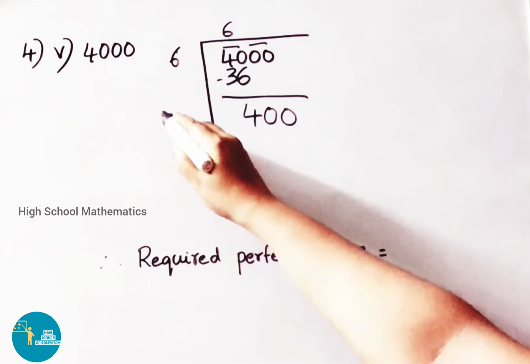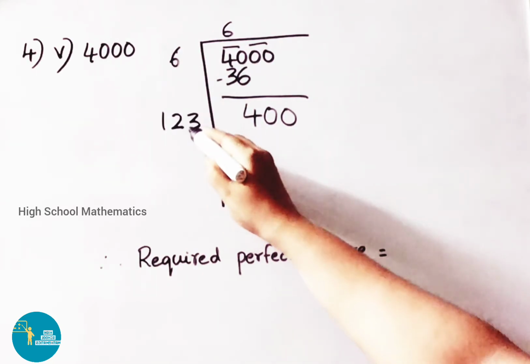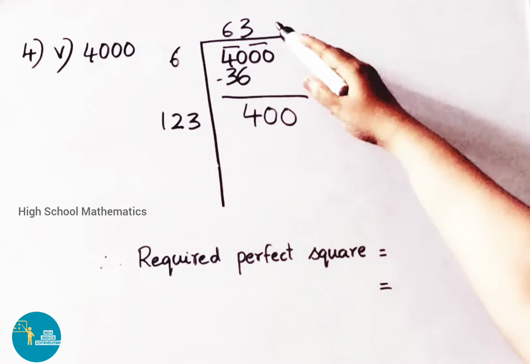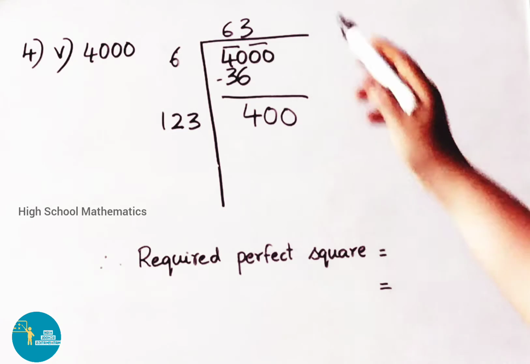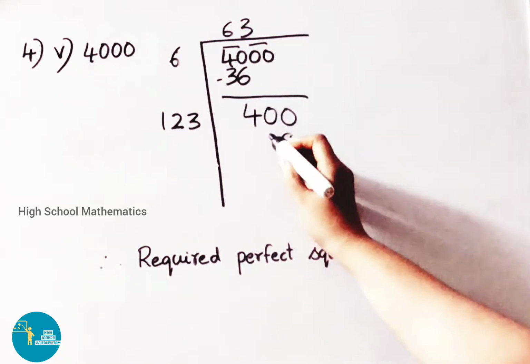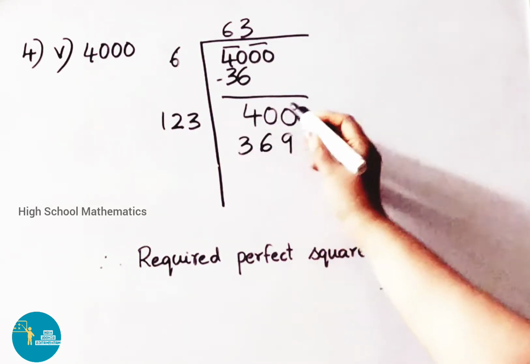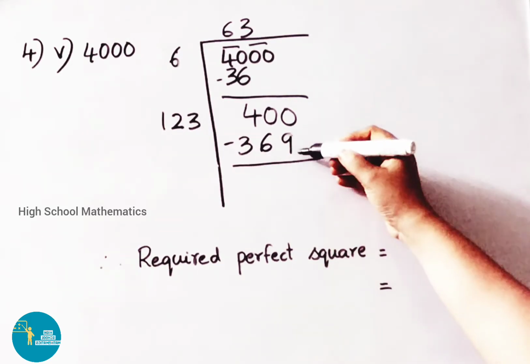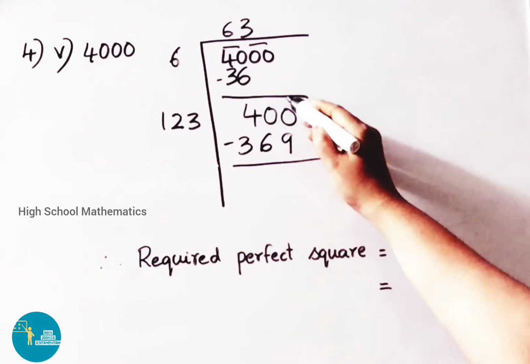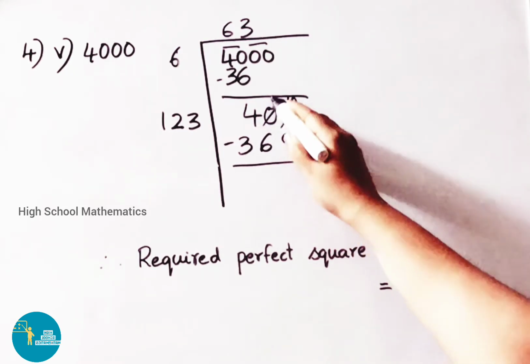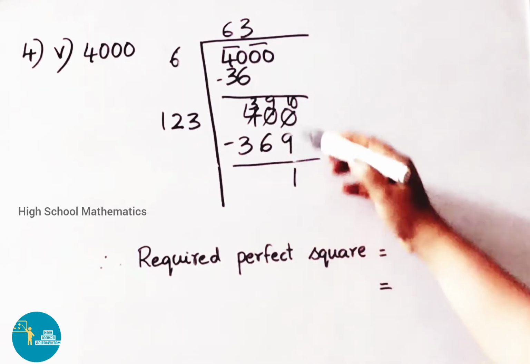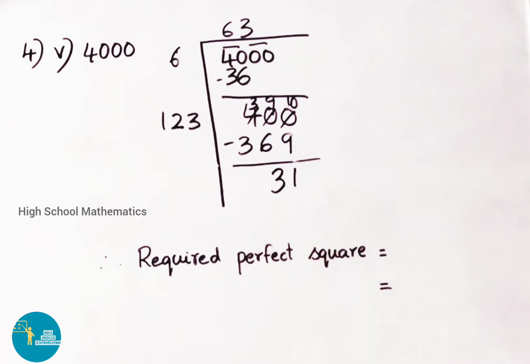6 double value is 12. Let us write here 3 and also in the quotient 3. Now 123, 3s are how much we have to find. 3 3s are 9. 3 2s are 6. 3 1s are 3. So 400 minus 369 we need to find. From 0 we can't subtract 9. Let us borrow from 4. This 0 becomes 10 and this 0 becomes 9 and this 4 becomes 3. 10 minus 9, 1. 9 minus 6, 3. So we got here remainder 31.